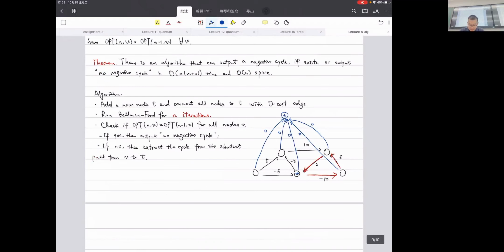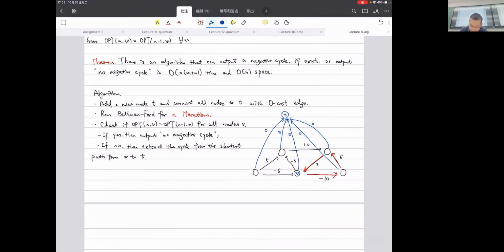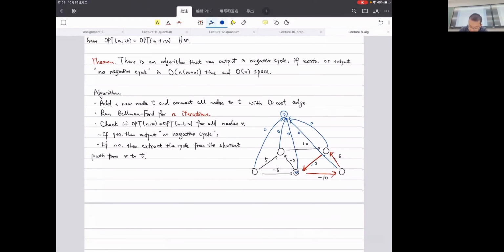After doing these iterations, you will notice that for this vertex V, the value OPT(n, V) is smaller than OPT(n-1, V). Using the previous information, you just recover the shortest path. You just call this predecessor of V, and you figure out what this is. And this basically ends the problem here. Well, I think I should draw this V here.